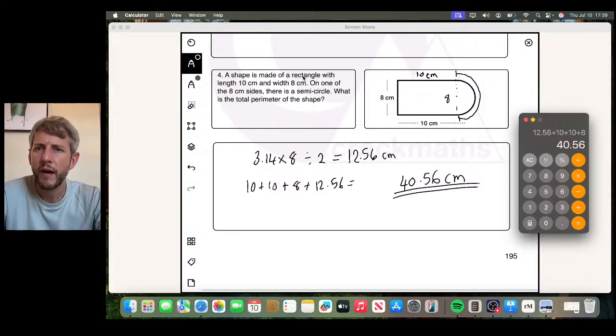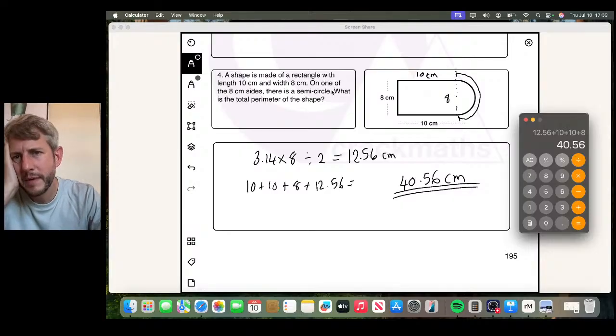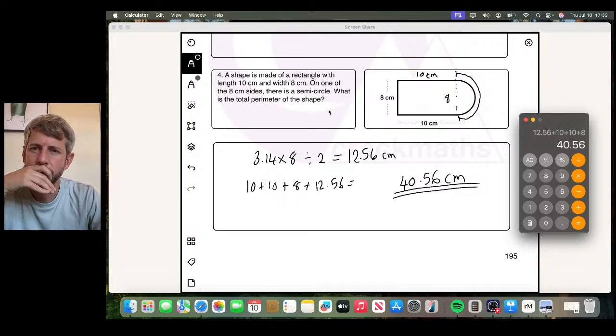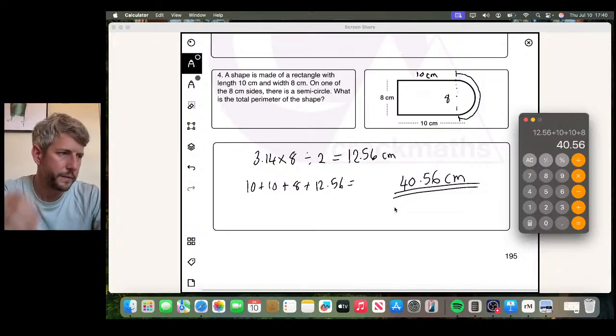A shape is made of a rectangle with length 10 centimeters and width 8 centimeters. On one of the 8 centimeter sides, there is a semicircle. What is the perimeter? Yeah, that's fine.